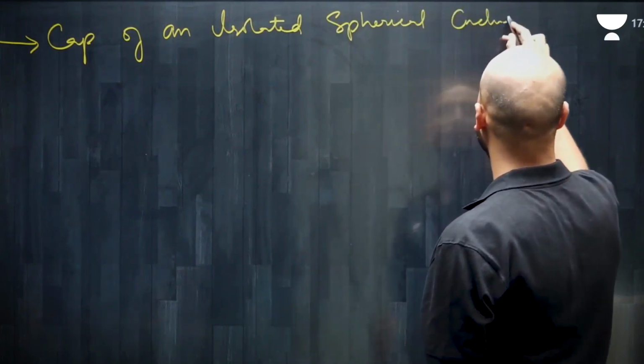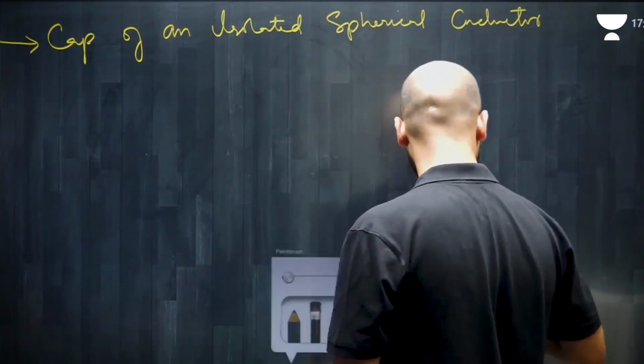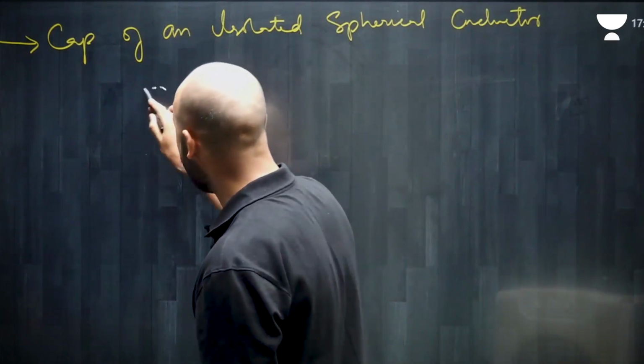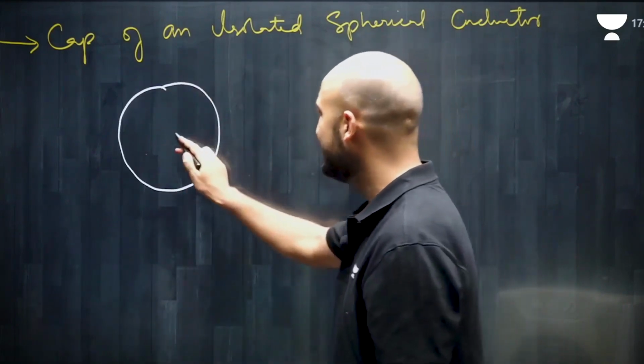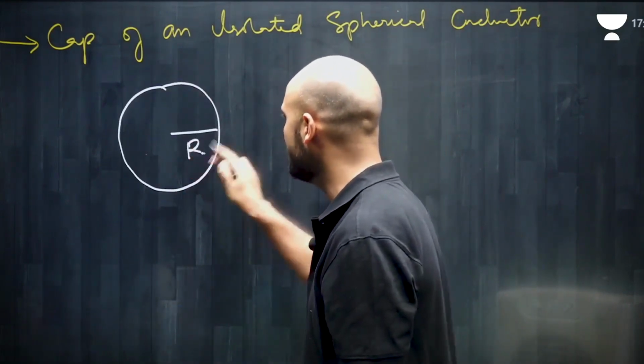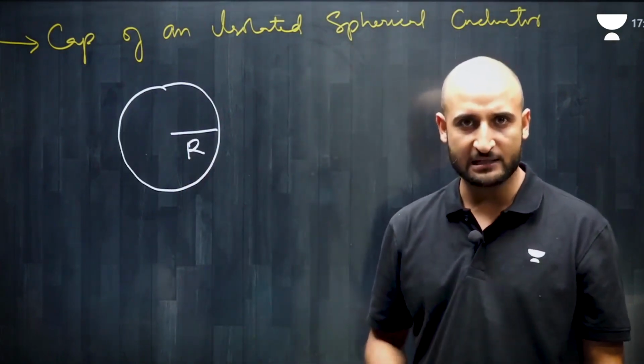Spherical conductor. Like this. Have a look here. Suppose that we have a spherical conductor here, whose radius is, let's say, equal to r. I want to know what the capacitance of this isolated spherical conductor is.